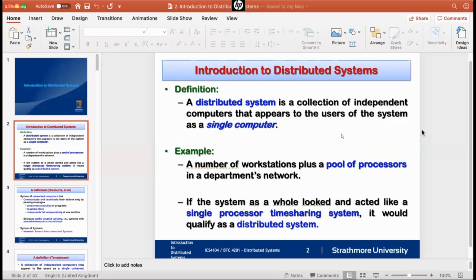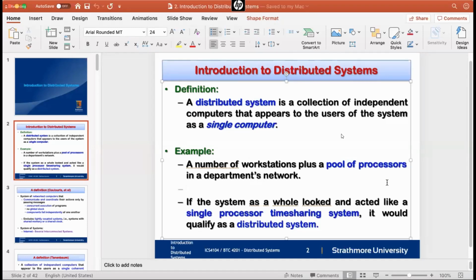So, but you are in different places. So that's a good example of what we call a distributed system. An example: workstations plus a pool of processors in a department's network. Like in our department, we have printers, workstations, and servers that perform different tasks. So the system as a whole looks and acts like a single computer. Now, the keyword here is "acted like a single computer."